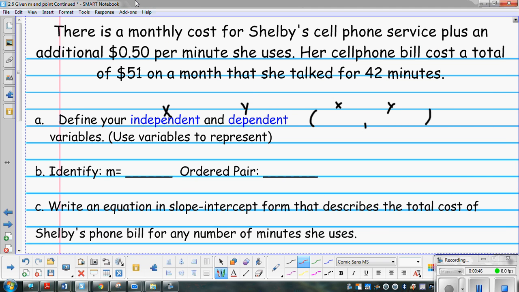Here's the example you're going to write. This whole set of notes is all for Shelby's cell phone service bill. We're just going to ask questions A through I. There's going to be a bunch of questions all about Shelby. So here's the story I would like you to write in your notes.